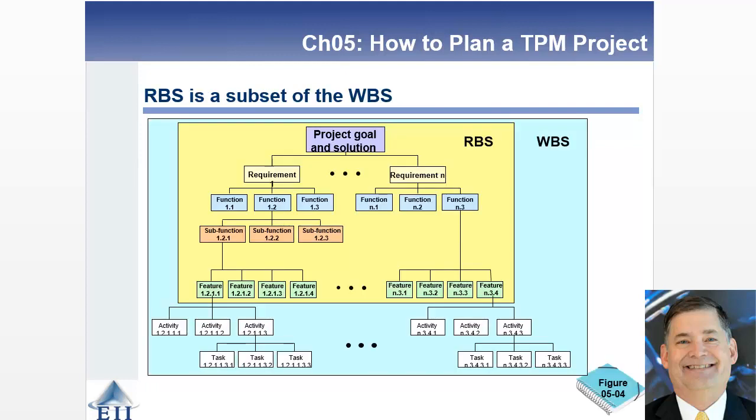All right, so here's that diagram that hopefully will stick in your head. You've got this requirements breakdown structure with a project goal and solution that decomposes that one goal and solution down to a series of requirements, functions, subfunctions, and then features. That's all within the requirements breakdown structure. And then what the work breakdown structure does is it's a superset. It's adding activities and tasks and work packages down below to each of those features, and then that allows you to actually do the actual scheduling.